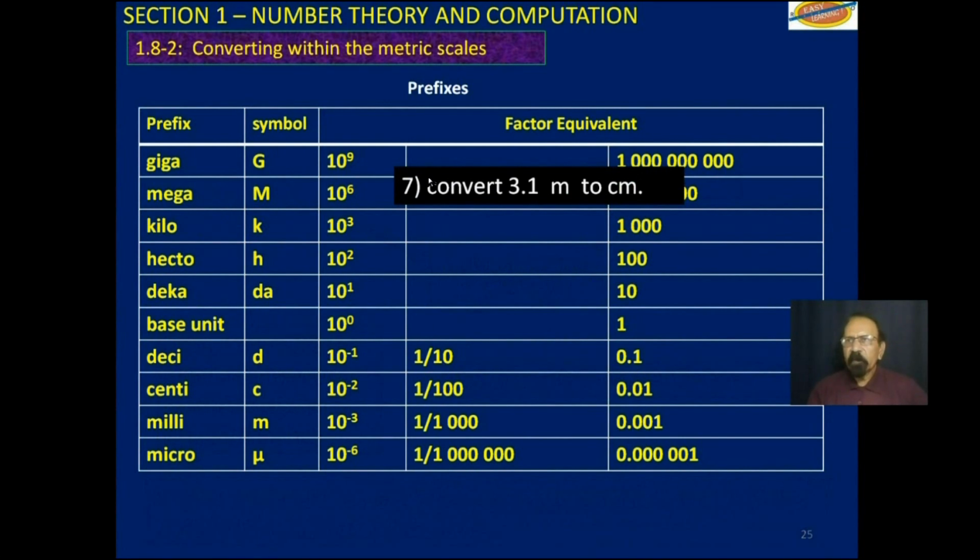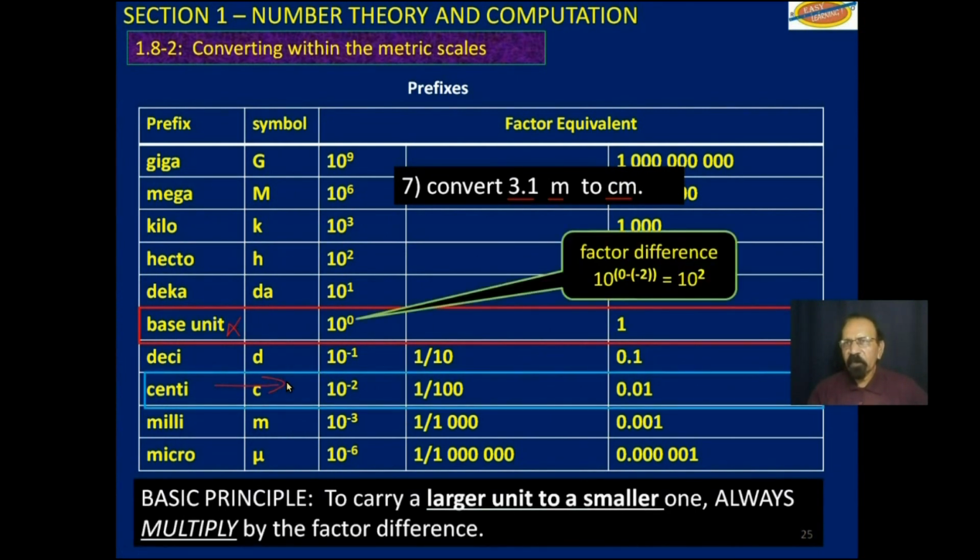Next example, convert 3.1 meter to centimeter. Okay, it is meter, so it is a base unit, and we are going to centimeter. Let's see what is our factor difference. We will always divide the larger one by the smaller one, and in this case, since we are dividing indices, we just subtract them. So 10 to the 0 minus a negative 2, 2 negatives here, you will add, and so you get 10 squared. So the factor is 10 squared.